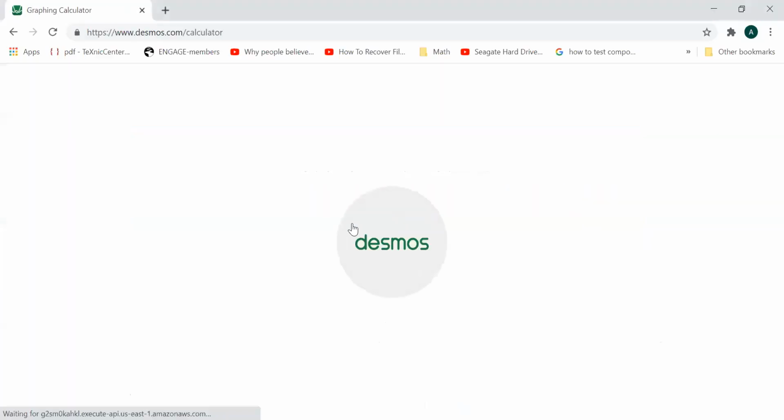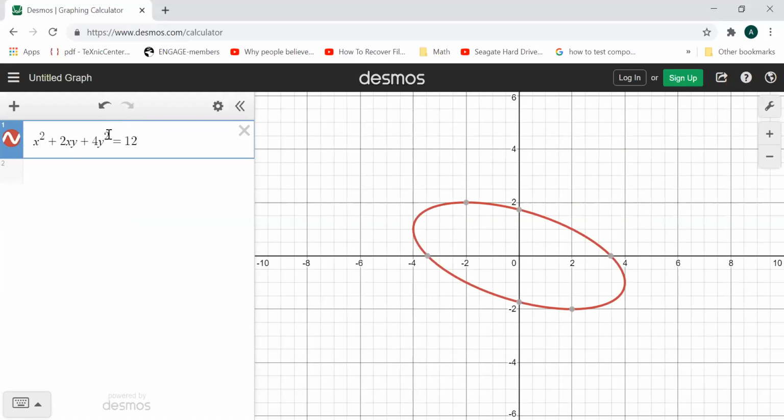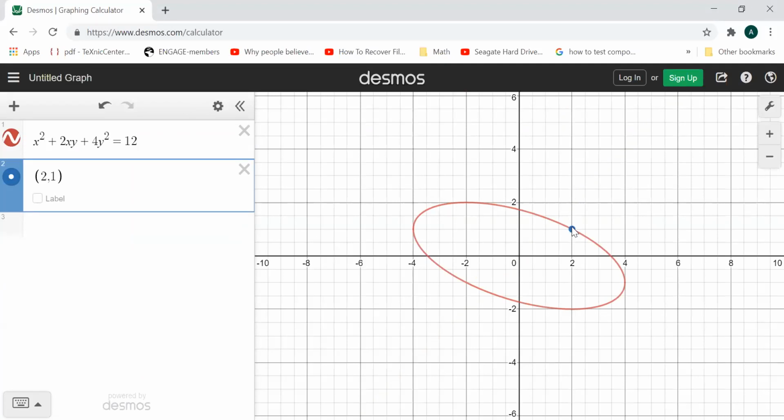All right, so I'm going to graph this thing. So the equation is x squared plus 2xy plus 4y squared equals 12. And there we go. That's an ellipse, like they say in the book. And let's plot the point 2, 1. All right, we got this point right over here.